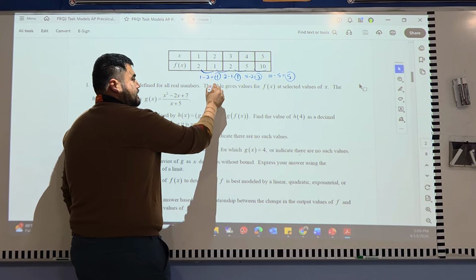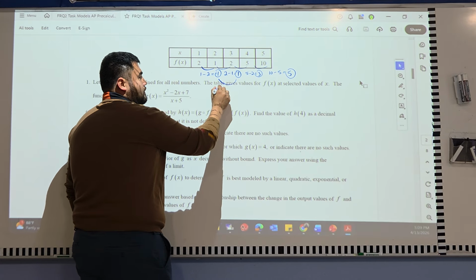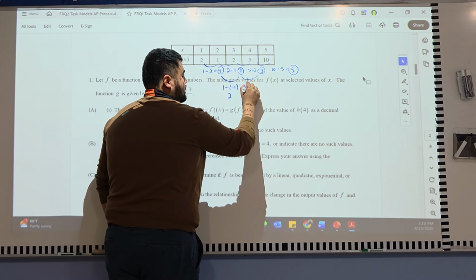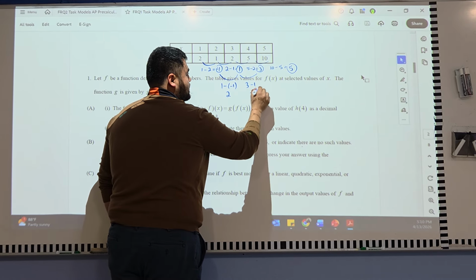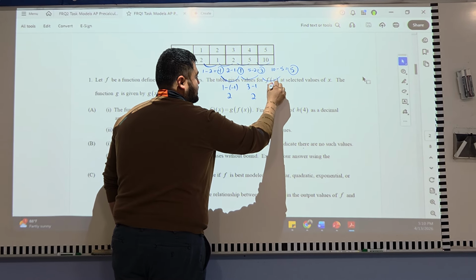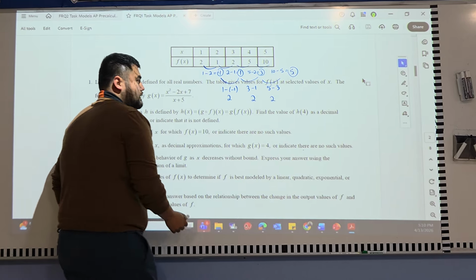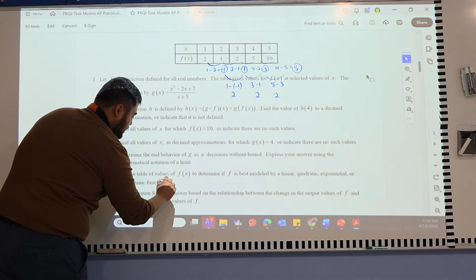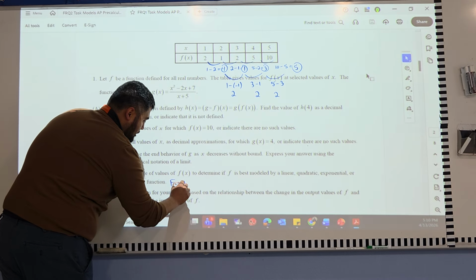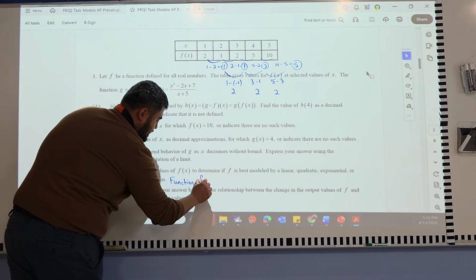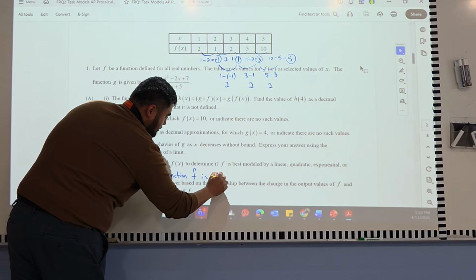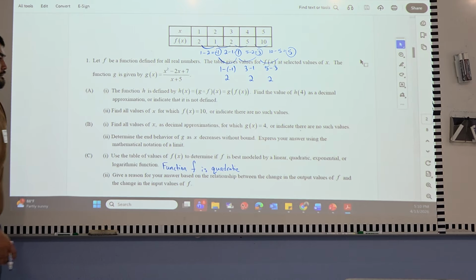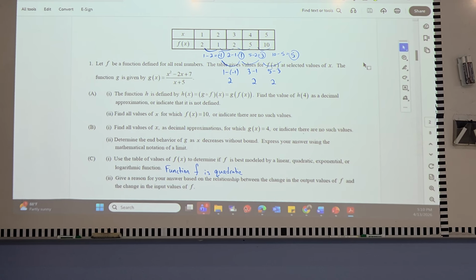Now, constant in the first difference. So keep on going. What's 1 minus negative 1? That's 2. 3 minus 1, 2. And you guessed it, 5 minus 3 is 2. So here it is. The answer here is function f is quadratic. And that's it, right? So second difference.